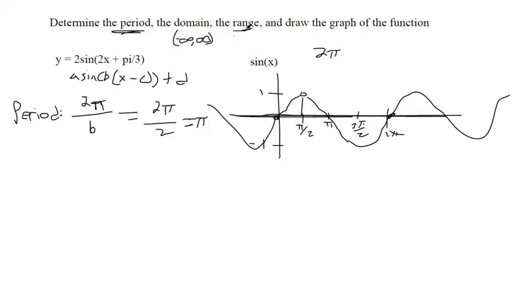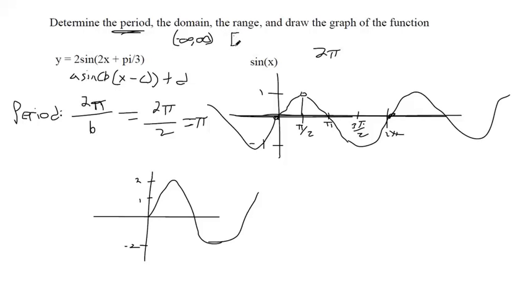Now the range, that one is affected by the amplitude. For the one I just did, the range is negative 1 to positive 1. But this graph is being multiplied by 2, and what multiplying by 2 does is it bumps it up. So we're peaking at positive 2, we're falling all the way down to negative 2, and then back up again. So the range, it's inclusive, is negative 2 to positive 2. Okay, and then draw the graph.